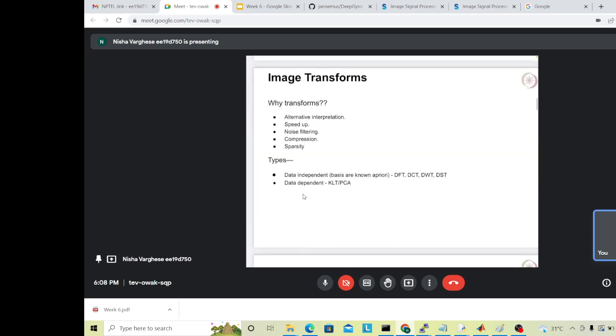So why transforms? They can be used as an alternative interpretation. Instead of a time domain representation, if you use a transform domain representation, it is an alternative interpretation, and the processing can be sped up using image transforms. Like the convolution in time domain is multiplication in frequency domain. So if you use a frequency domain representation, it can be used to increase the speed.